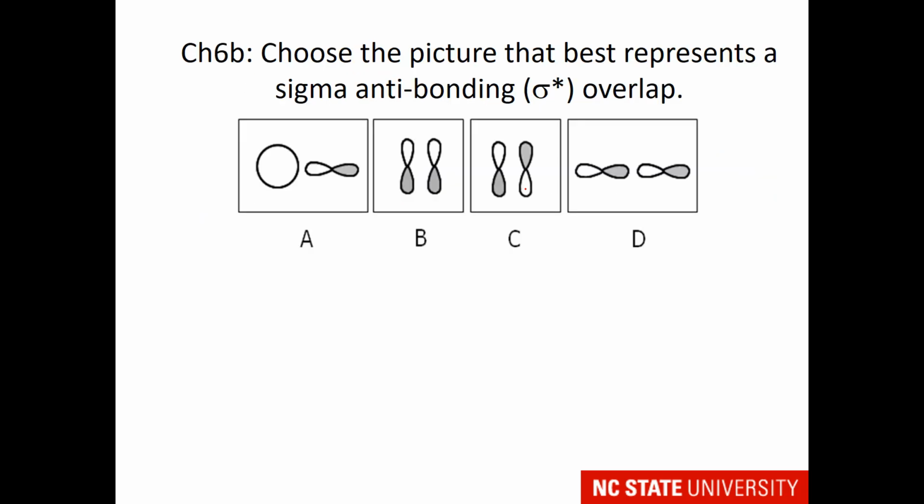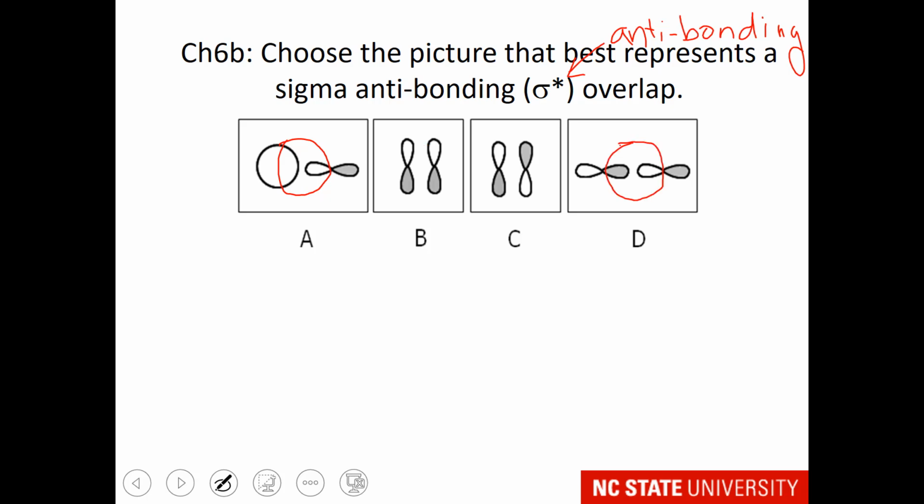This question wants students to identify the sigma star overlap. I trust you remember the star means it's an antibonding orbital, and the atoms are in the center of the lobes. So for sigma overlap, we need to focus on the area between the two nuclei. Remember that sigma overlap is head-on, and pi overlap is sideways.